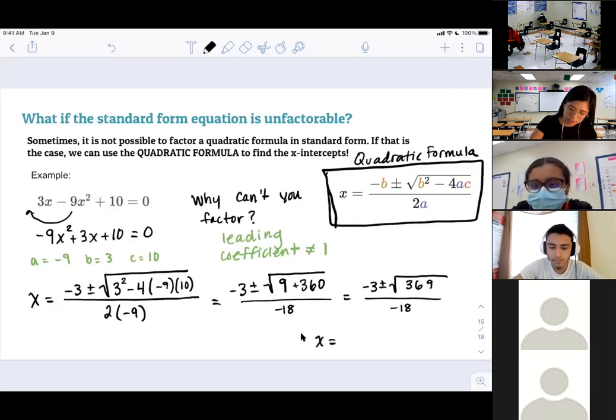All right, and so what do we got? Negative 3 plus or minus. What's the square root of 369? Uh-oh. Let me get my calculator. The square root of 369.